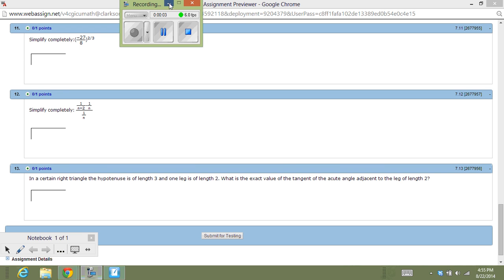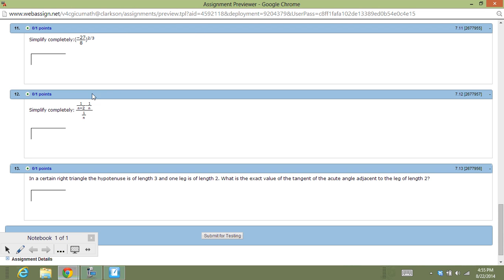This is a correction to the video solutions for question number 7 through 12. In particular, to question number 12 in the video. So we're going to look at this question number 12 again, which was a compound fraction.